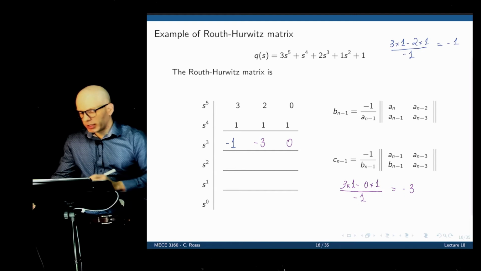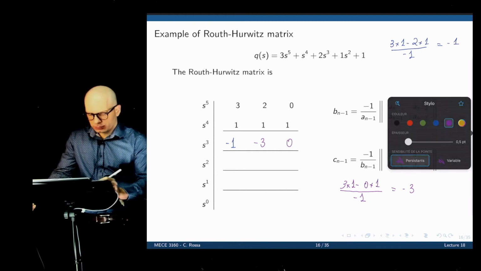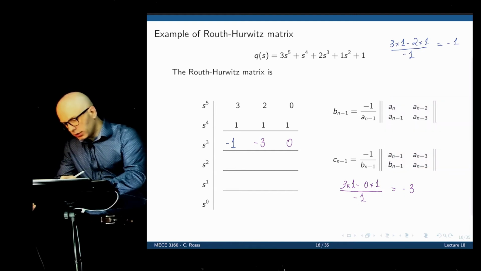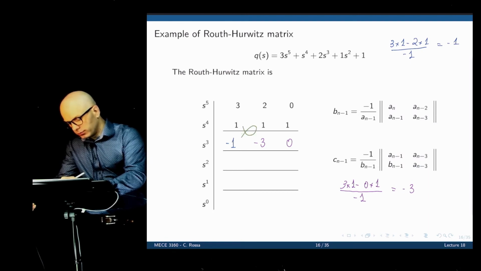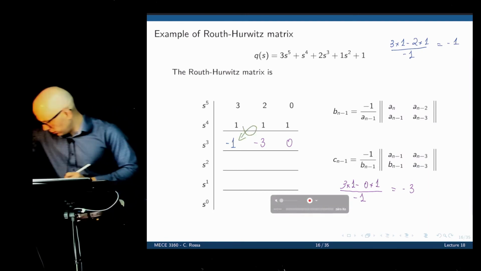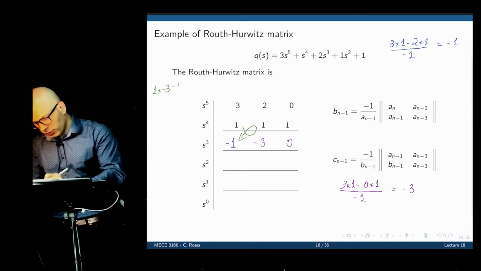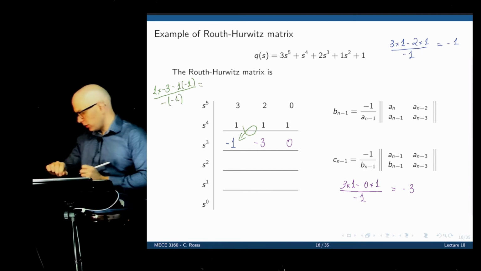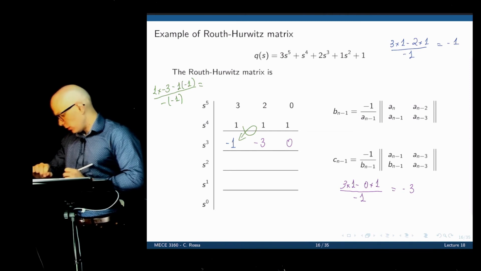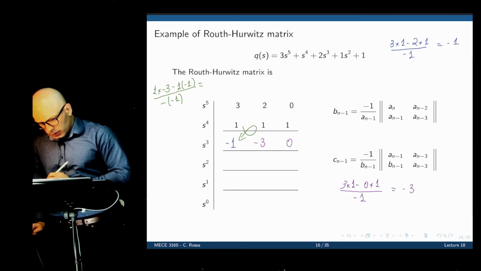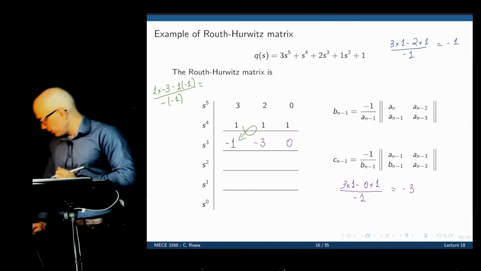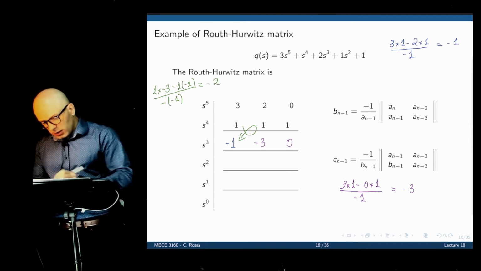What is the one under -1? -2. Let's see. Now you're dealing with this determinant here, and that's 1 times -3 minus 1 times -1 divided by -1. Don't mix up the signs here. So this is indeed -2. Very good.